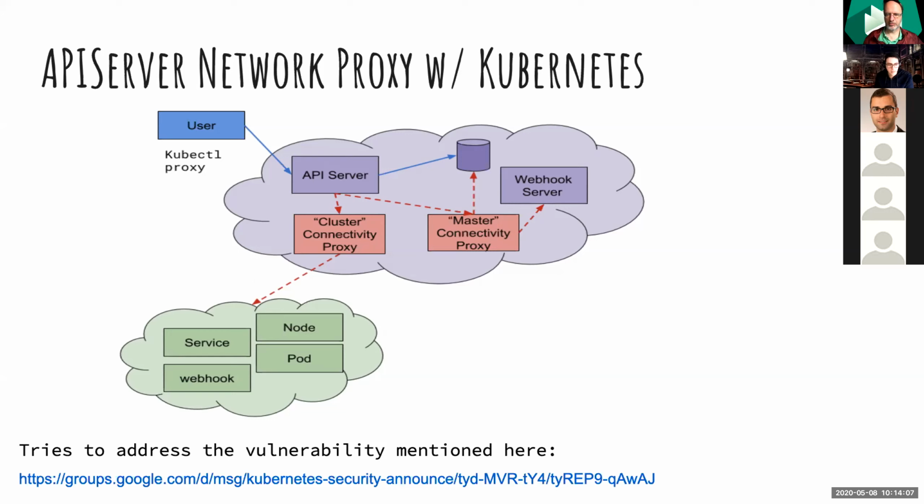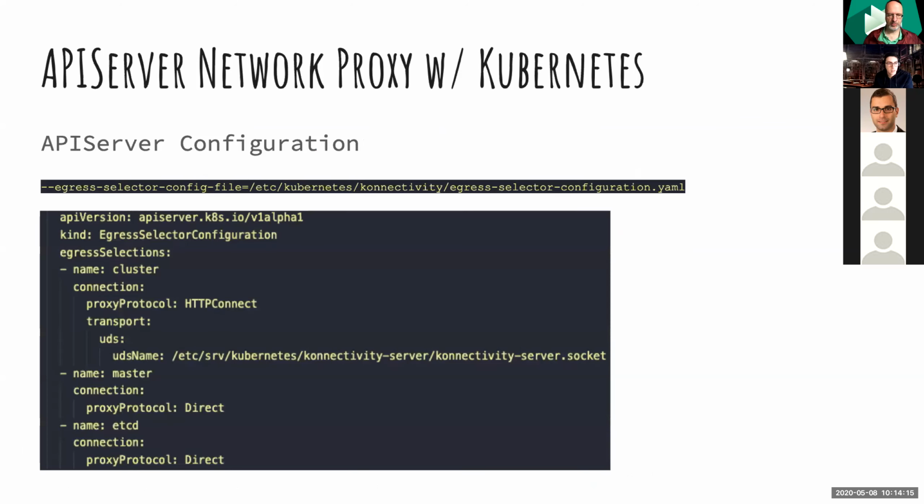So now that we have an idea about the proxy server in a Kubernetes context, how do we use it? Starting from 1.18, there is a new flag for the API server called egress selector config file. This is where we specify these types of connection or context that I showed in the previous figure. It could look something like that. We say that if the API server would like to talk to cluster networks, it should use HTTP connect as the proxy protocol, and as the transport protocol it should use UDS.